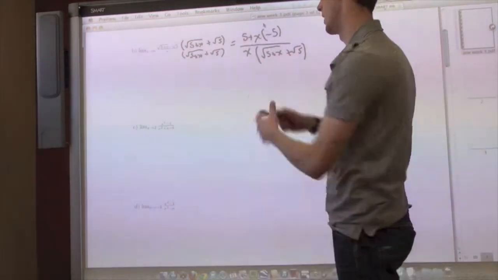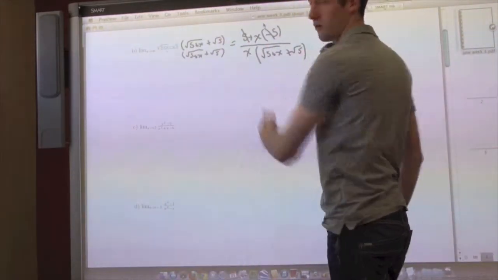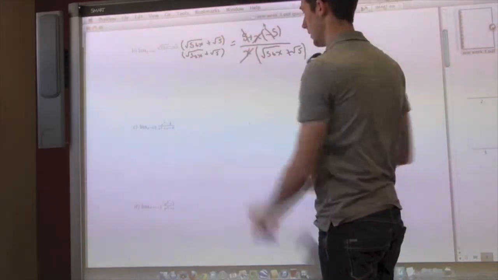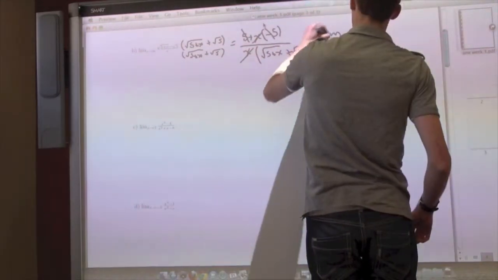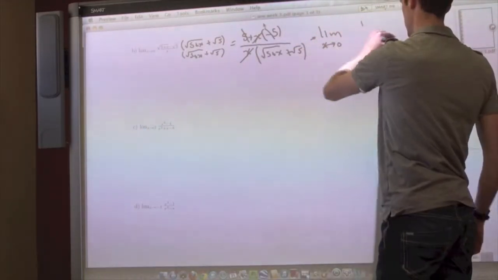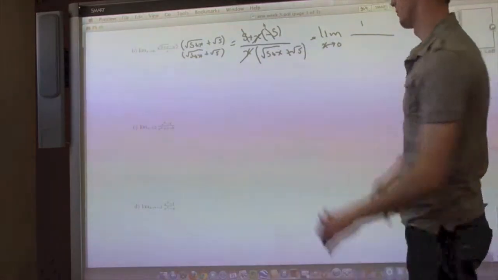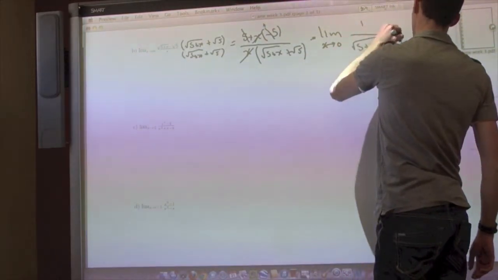So now that we have all that, we're going to take a look at the top here. We see a 5 and a minus 5, so we can cancel those, which leaves us with an x over an x. We need to get rid of those x's, otherwise this bottom is going to be 0 again. So what we're left with is the limit as x goes to 0. On the top here, we got 1, and on the bottom we're going to have the square root of 5 plus x plus the square root of 5.